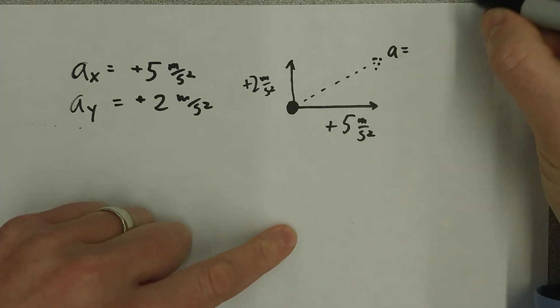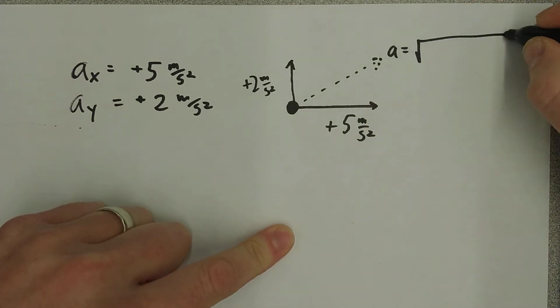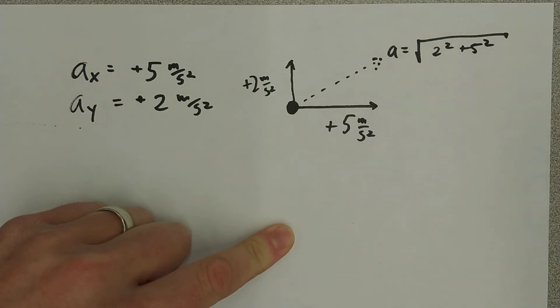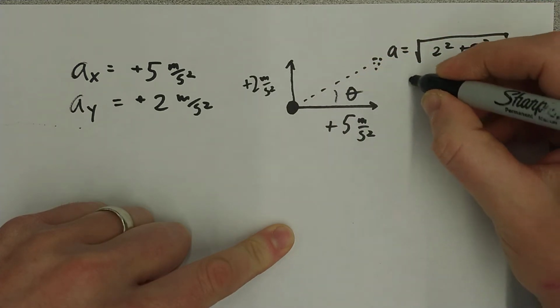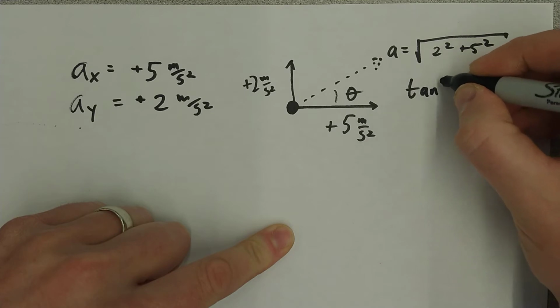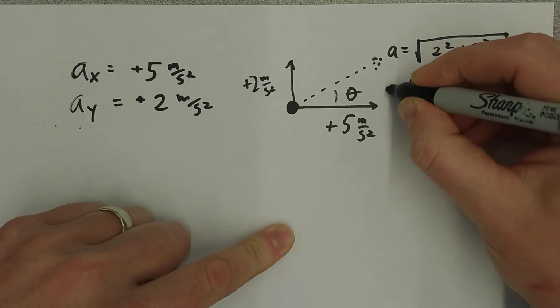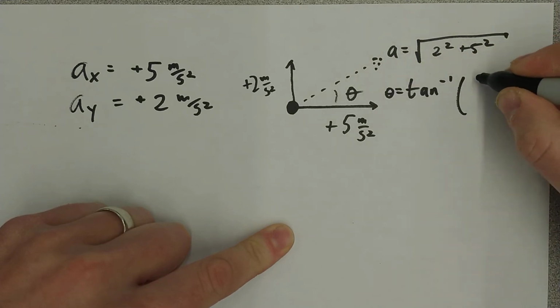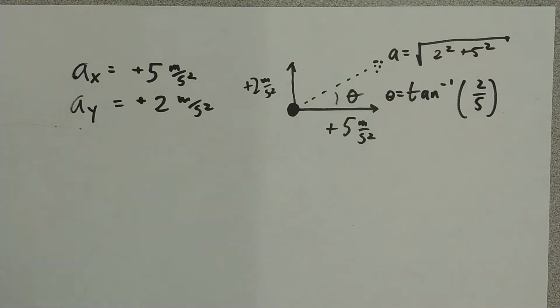The magnitude of A would be equal to the square root of 2 squared plus 5 squared, right? The angle theta would be equal to the inverse tan of opposite over adjacent, of 2 over 5. Cool.